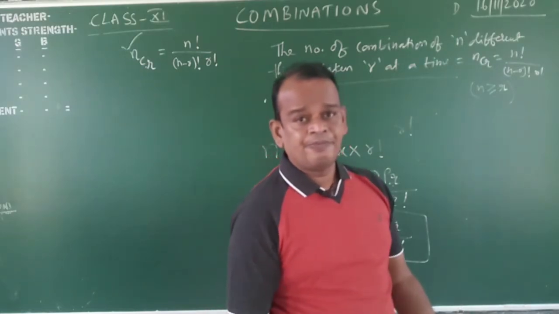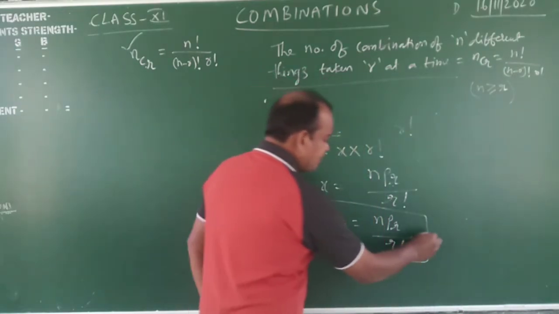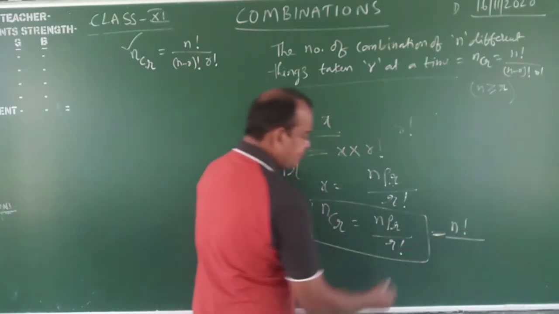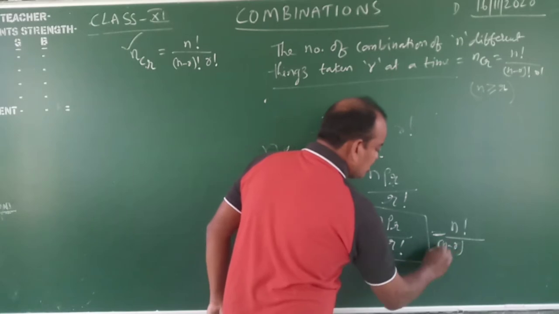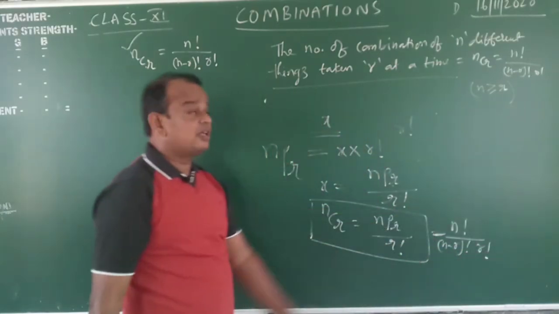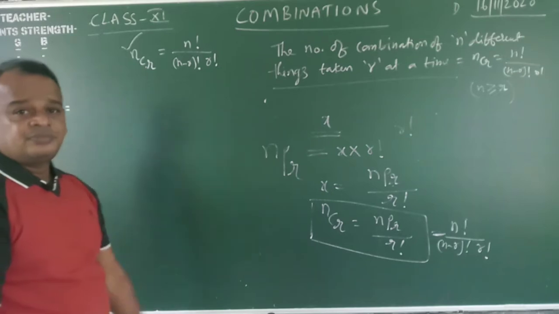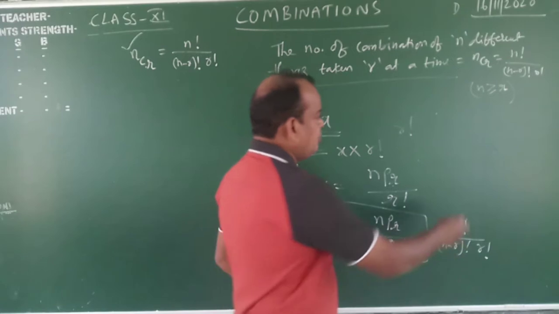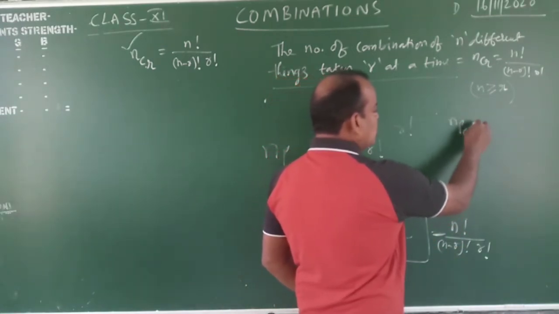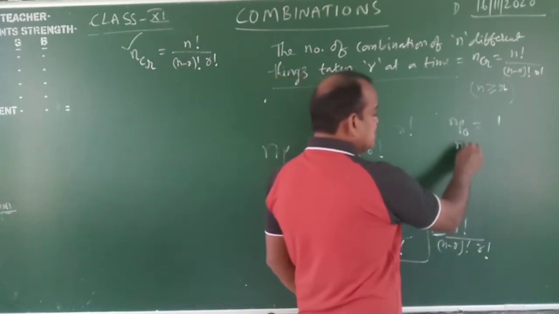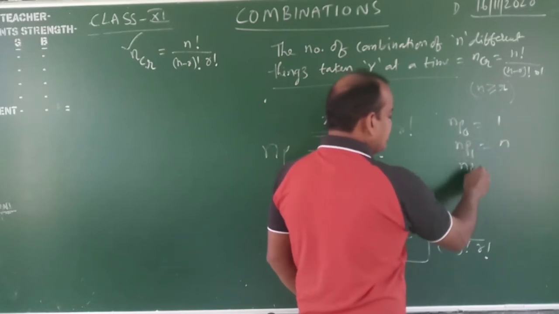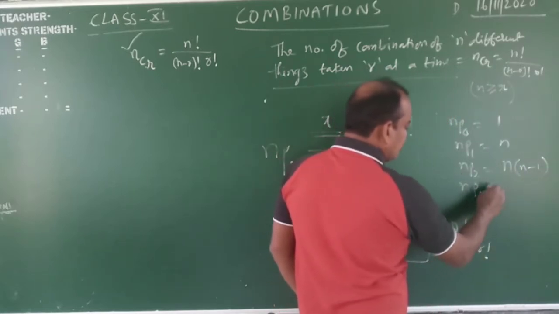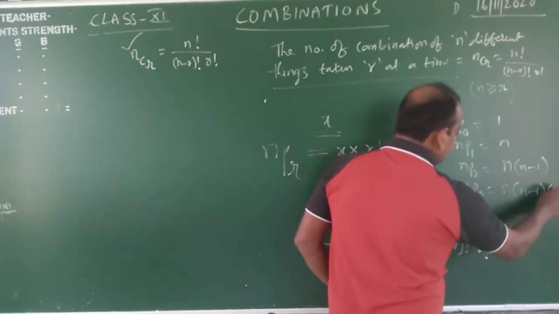Very simple. Now you know the formula for nPr. What is the formula of nPr? n factorial by (n minus r) factorial. This is the formula. Now, nPr, don't confuse. nP0 is equal to 1. nP1 is equal to n. nP2 is equal to n into (n minus 1). nP3 is equal to n into (n minus 1) into (n minus 2).